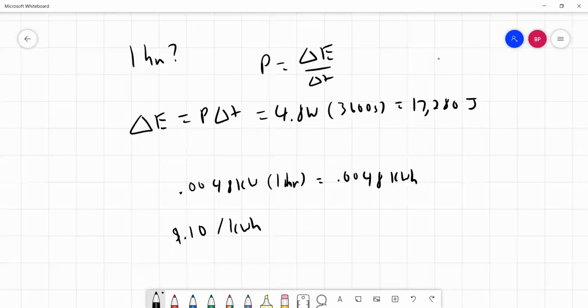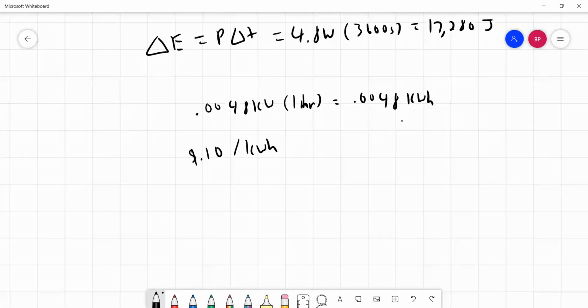So if you wanted to know how much the company charged you to keep your light bulb running for an hour, well, we can just multiply these things together, and we'll see that the cost that you would have to pay is $0.00048. So less than a cent. Not too bad.